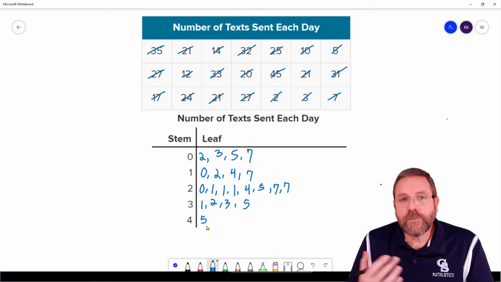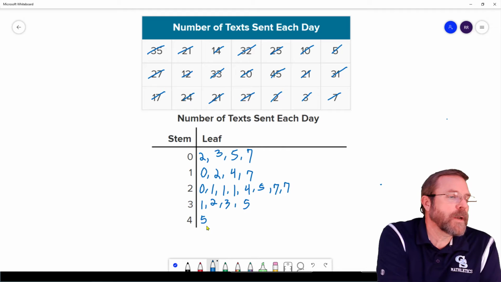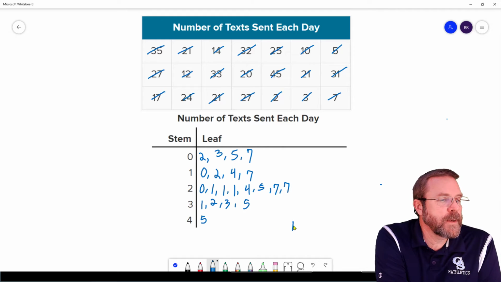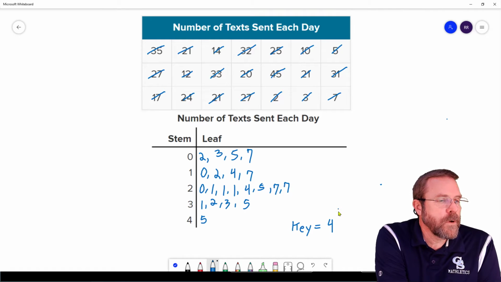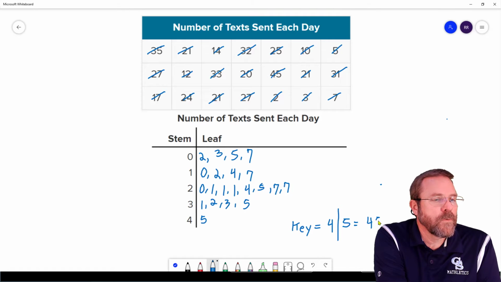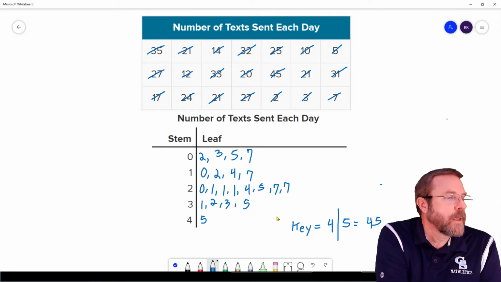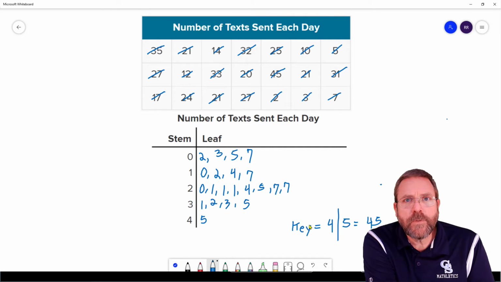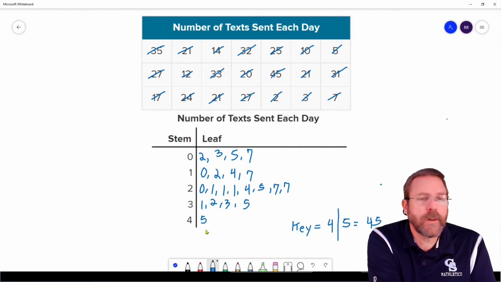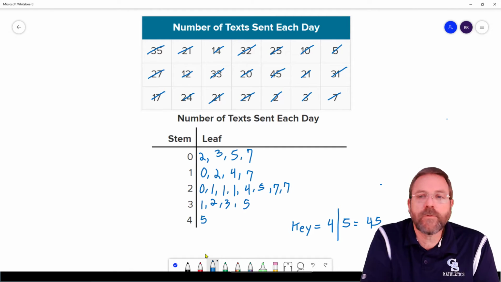Now, I'm not sure if the textbook's going to require it, but I do expect you to also put in a key. So my key is going to say this: 4 bar 5 is equal to 45. You can see right here, 4 bar 5. You can use any number on the stem and leaf plot. Doesn't have to be the last one. 4 bar 5 equals 45.